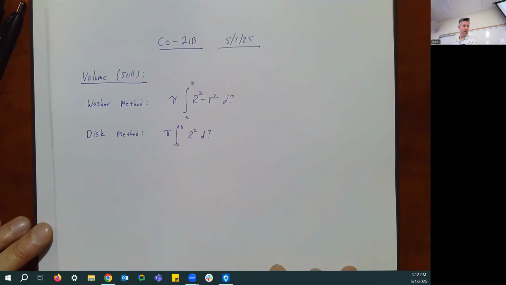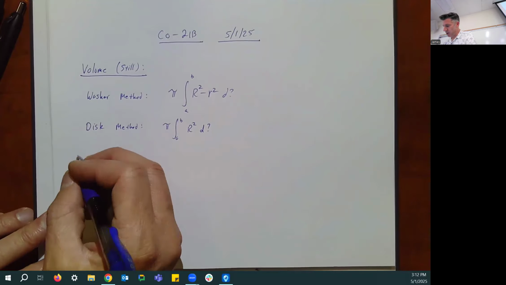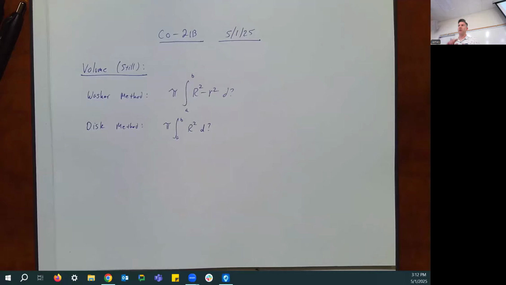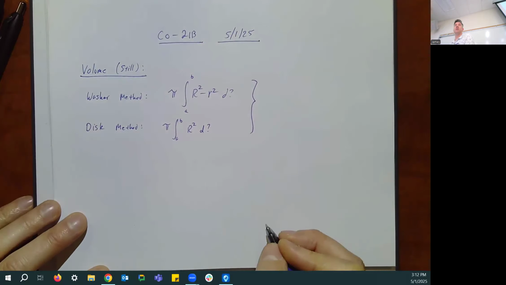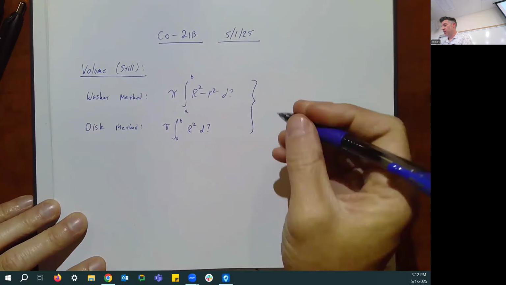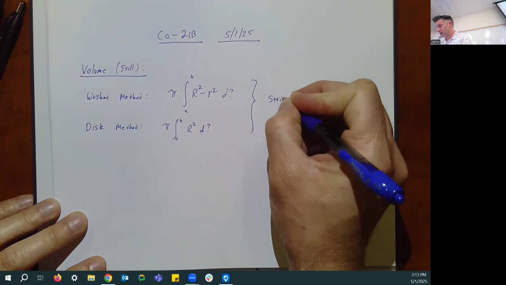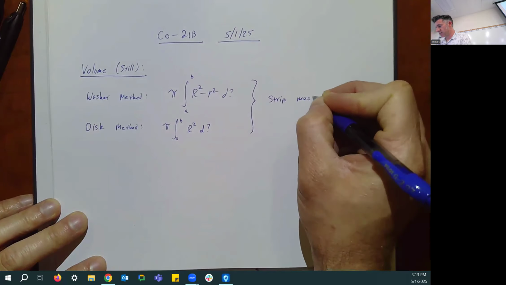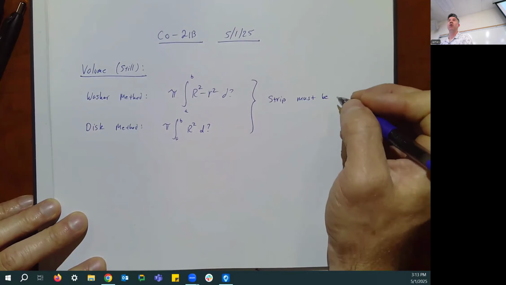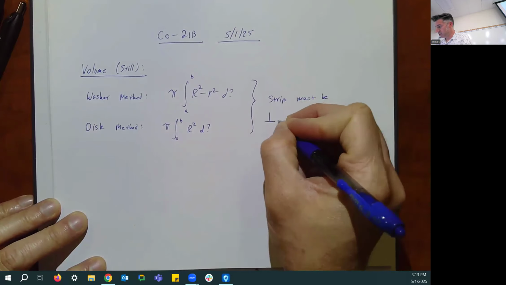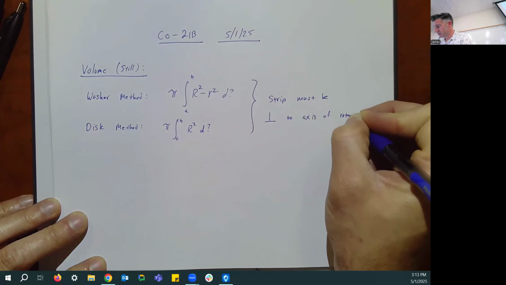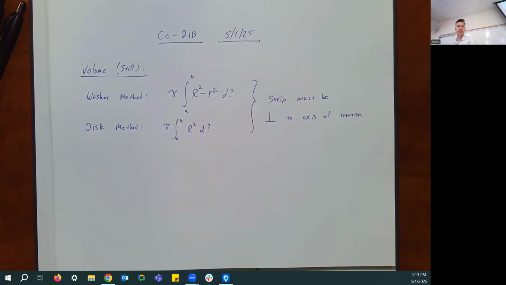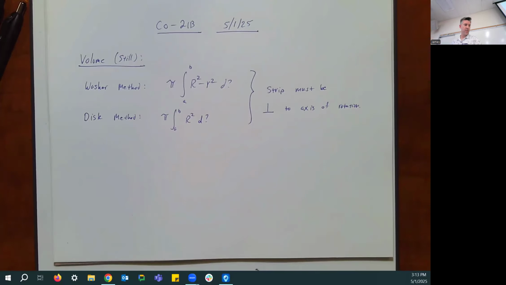So let's look at this example. We talked about revolving either way. And the one thing I'll remind you of for both the washer method and the disk method is that in these volume methods, the strip that we're going to draw must be perpendicular to the axis of rotation.